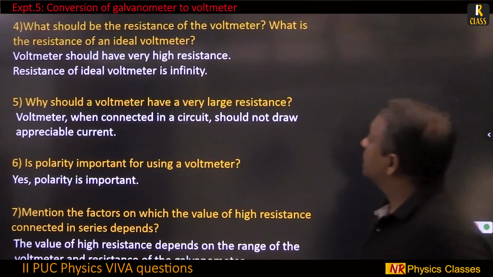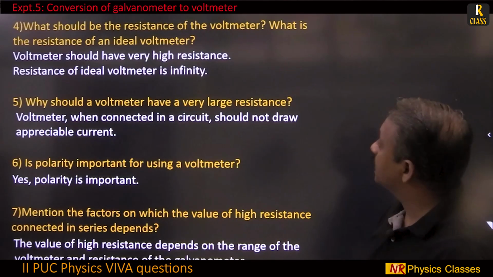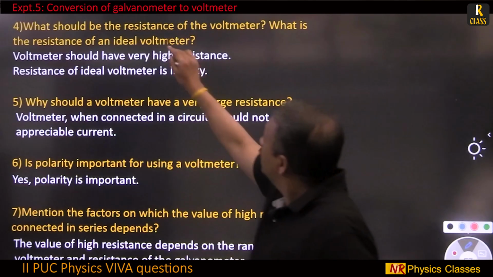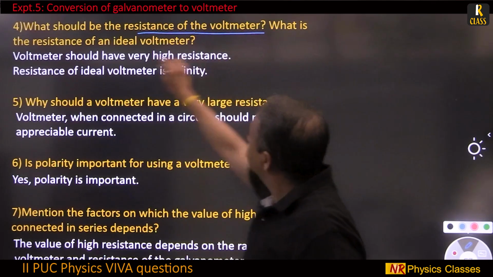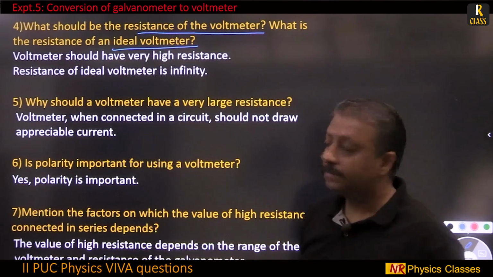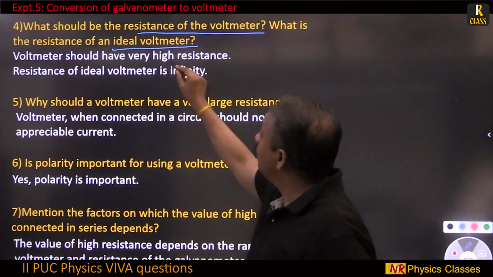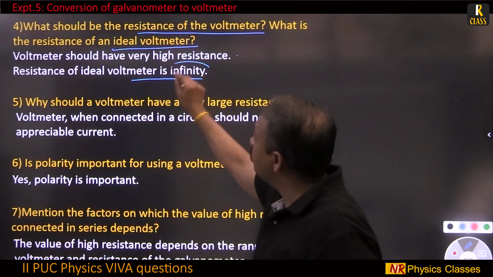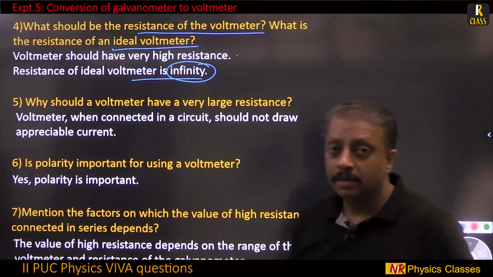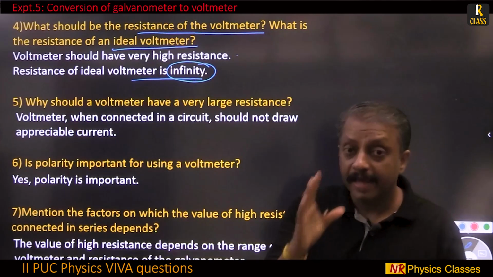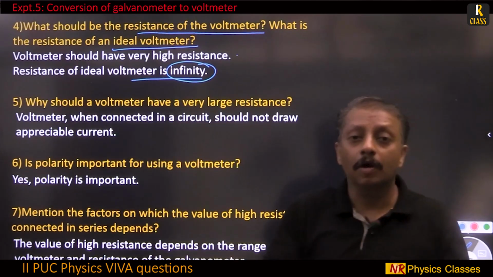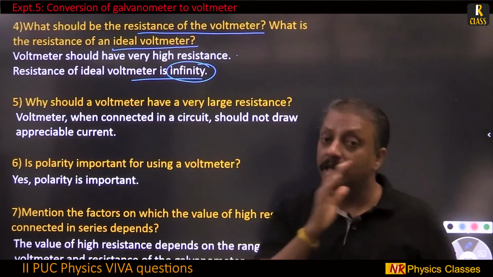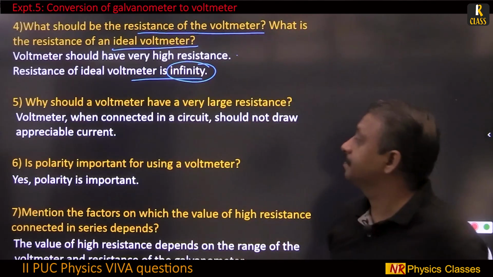What should be the resistance of the voltmeter? What is the resistance of an ideal voltmeter? A voltmeter should have very high resistance, and ideally it is infinity. Just observe the question. Are they asking for the ideal voltmeter or just a voltmeter? Voltmeter means high resistance. Ideal means infinity.